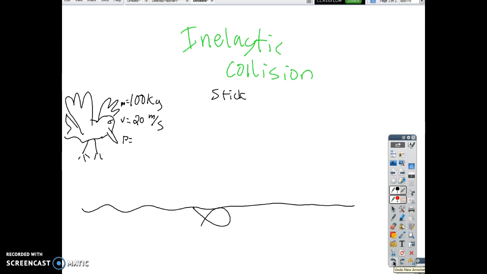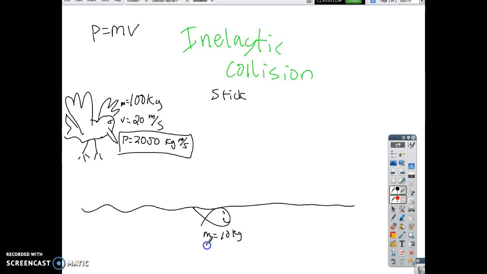So we're going to start with this concept of momentum equals mass times velocity. And momentum then is going to be 2,000 kilograms meters per second. All right, so that is my initial momentum. Now this problem becomes pretty easy because I'm going to give the fish a mass of, let's say, 10 kilograms. It does not have any velocity, so therefore it has no momentum.